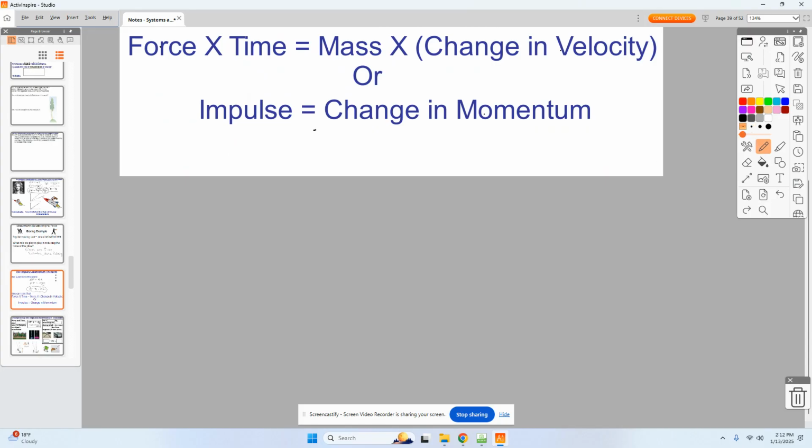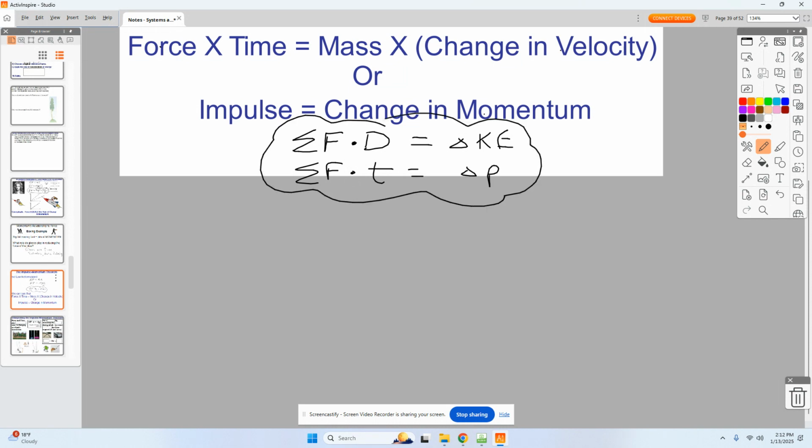What we just got done talking about is force acting through distance was equal to delta KE. What this one is saying is force acting through time is equal to delta P. These two theorems, one's called the work energy theorem, the other's called the impulse momentum theorem, are key to understanding these conservation laws. So instead of combining force with the distance, we're going to combine force with the time value.